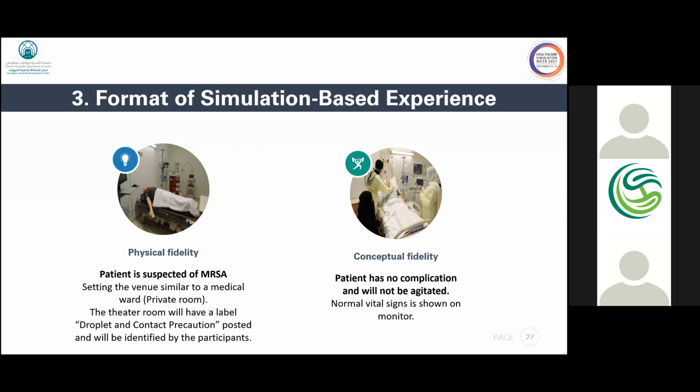For the second question, which is the conceptual fidelity, the writer of the scenario did not want to involve the patient parameters too much. So she wanted there to be no change in the vital signs. Even if there is a change in the vital signs, the core elements in the scenario, either it's normal or the patient is angry or there is a complication, we are using the vital signs which are shown in the scenario.